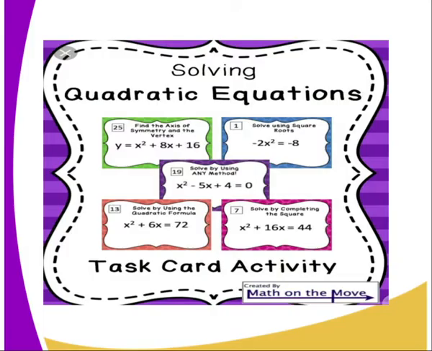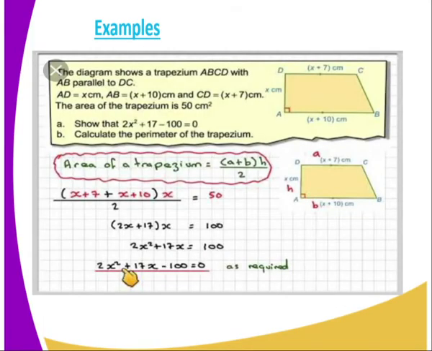So that is now the mathematics way. Now let us look at another example. This is now a real life situation. We have the diagram that is given there, and you are told to find x, or you are told to show that 2x squared plus 17x minus 100 is equal to 0. That is a quadratic equation. So we need to form a quadratic equation from the diagram.